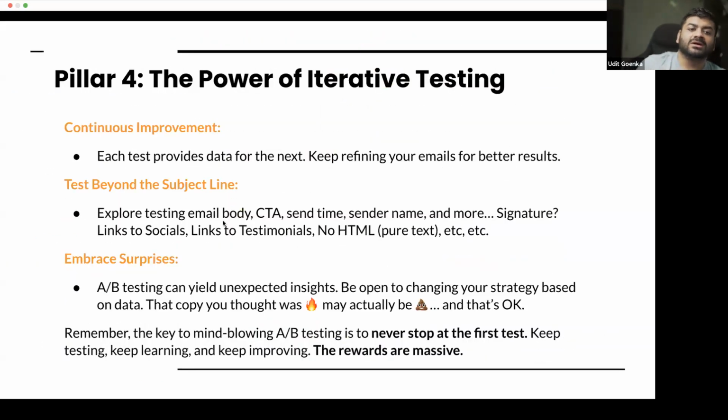Yeah, next is, finally, embrace surprises. A/B testing can yield unexpected returns, right? Be open to changing your strategy based on your data. The copy you thought probably is a hit, maybe it's crap, right? That's okay. It's completely okay. If the data says it sucks, it sucks. If the data says it works, then it works. Sometimes some of your crappiest offers could convert the best because that might be the best offer for your clients.